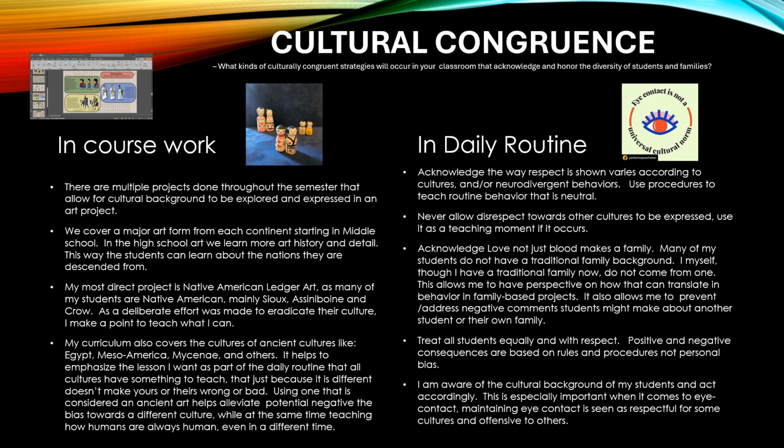Treat all students equally and with respect. Positive and negative consequences are based on rules and procedures, not personal bias. I am aware of the cultural background of my students and act accordingly. This is especially important when it comes to eye contact. Maintaining eye contact is seen as respectful for some cultures and offensive to others.